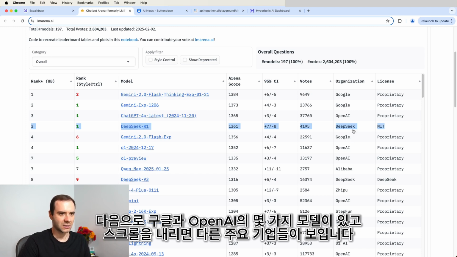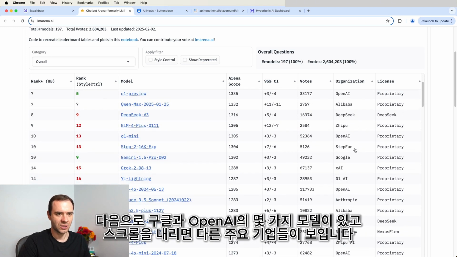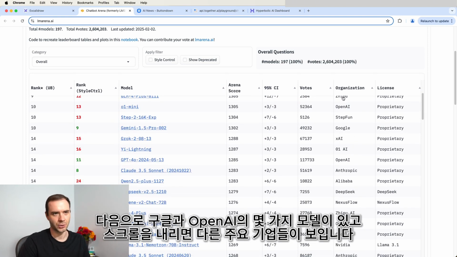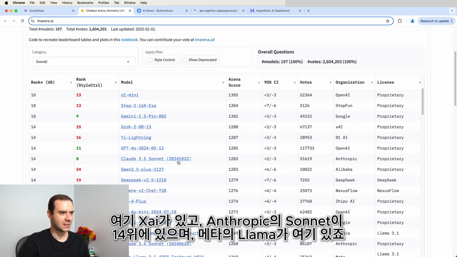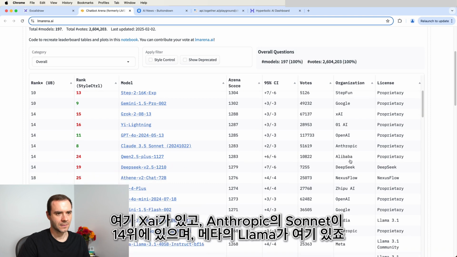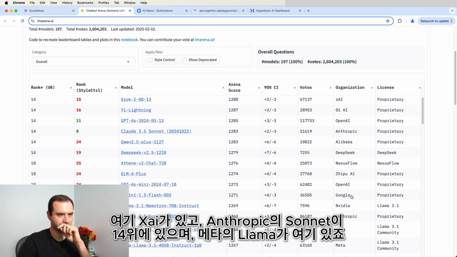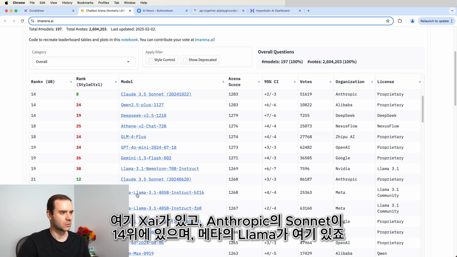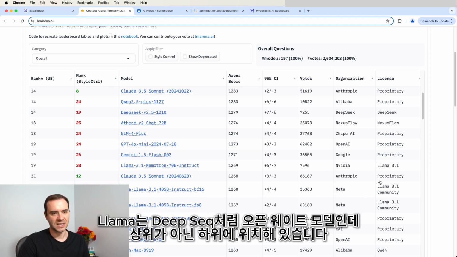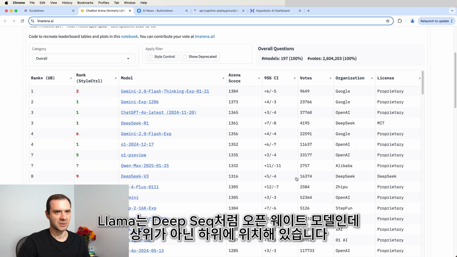Next up, we have a few more models from Google and OpenAI. And then when you continue to scroll down, you'll start to see some other usual suspects. So xAI here, Anthropic with Sonnet here at number 14, and then Meta with Llama over here. So Llama, similar to DeepSeek, is an open weights model, but it's down here as opposed to up here.